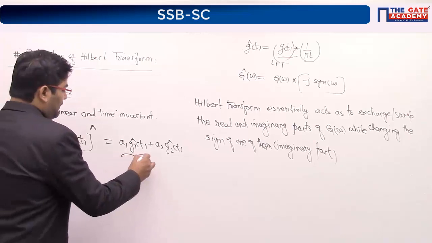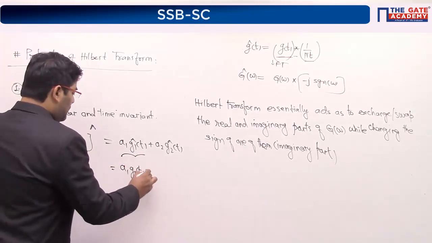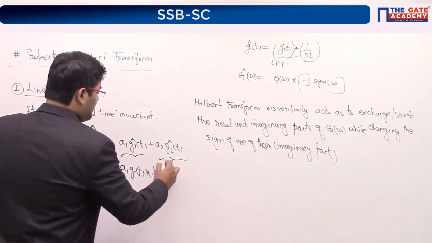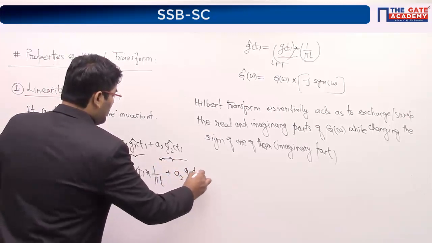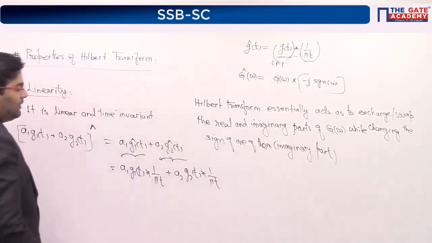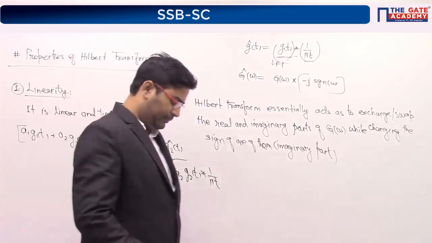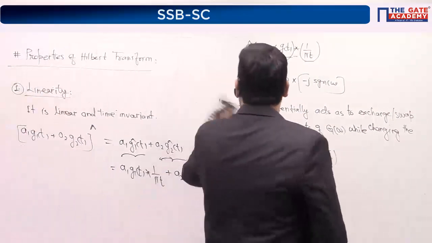So what does this mean? It means A1 g1(t) convolution 1 upon pi t, and this means A2 g2(t) convolution with 1 upon pi t. Look at this. What is happening actually in the back end? Next point. Next property.